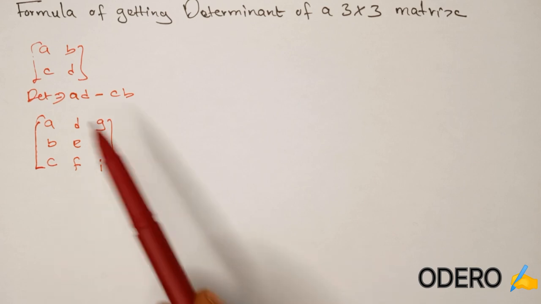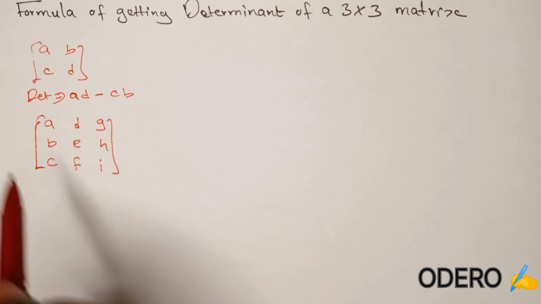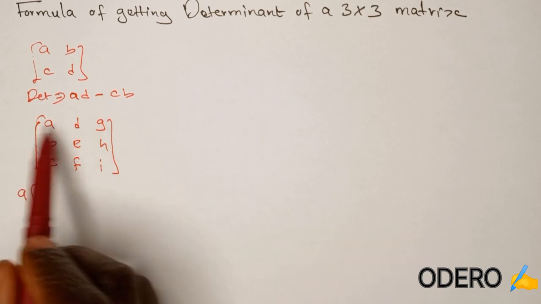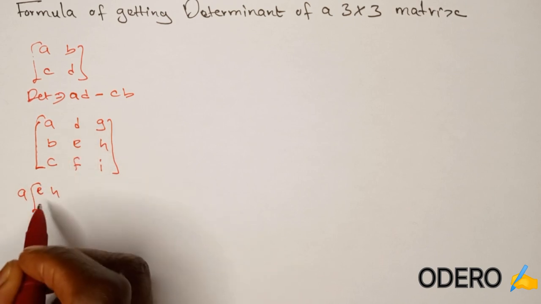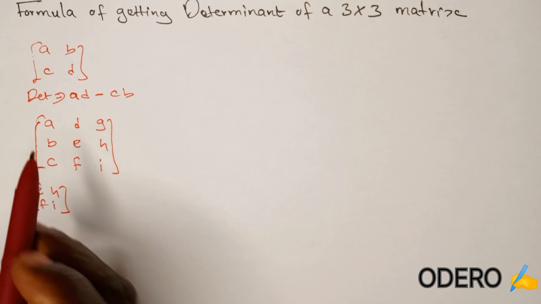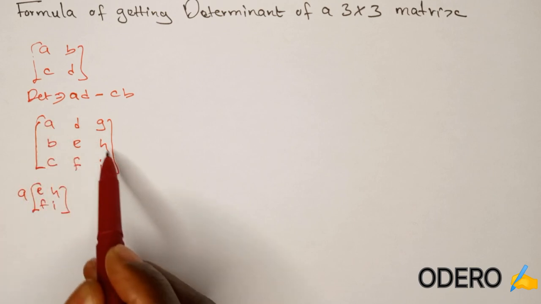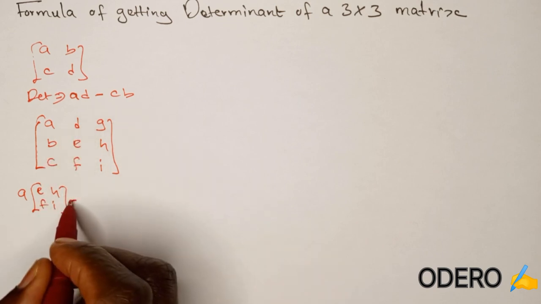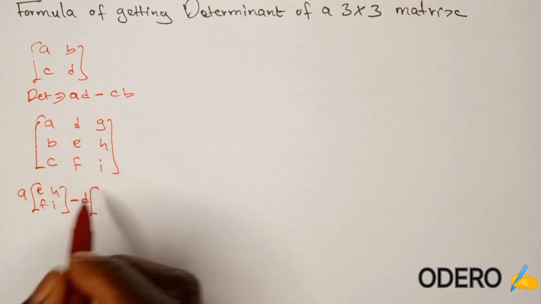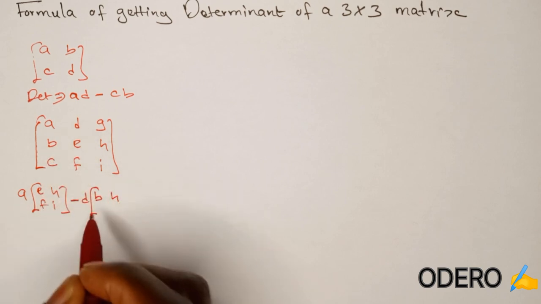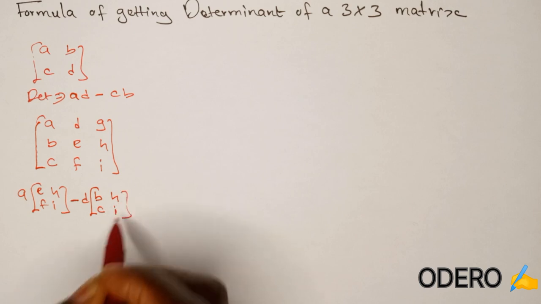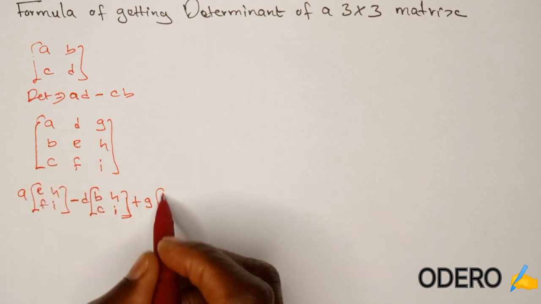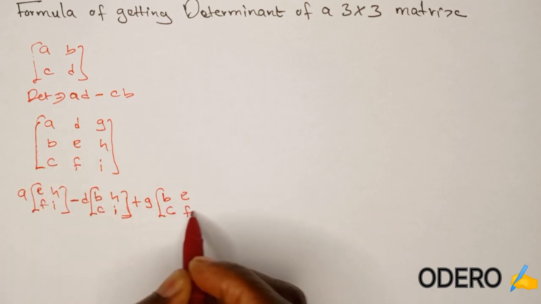If I'm told to find the determinant of this 3 by 3 matrix, this is the formula I can use. I say A into, I take E, H, F, I. So you take A, then you take these and put them into a 2 by 2 matrix. Then you go to the next one, you take minus D into, now you take B, H, C, I, then lastly you take plus G into, then you take B, E, C, F.